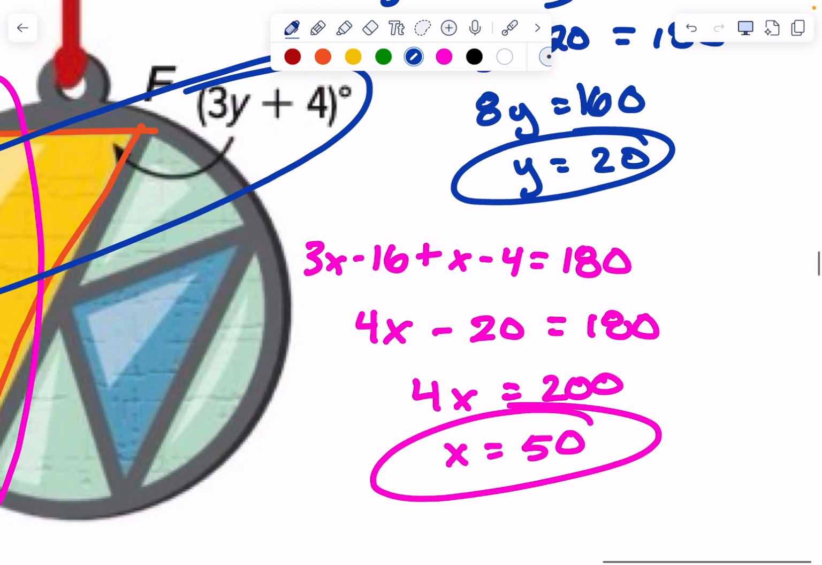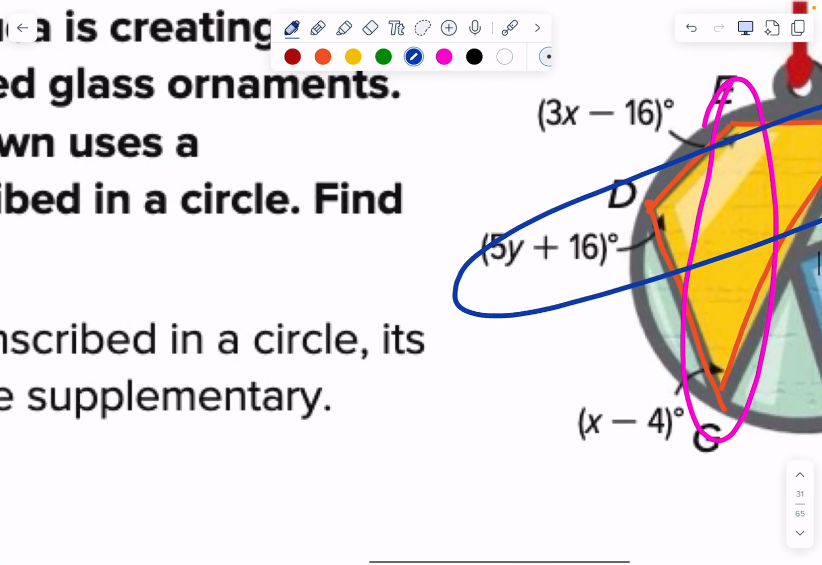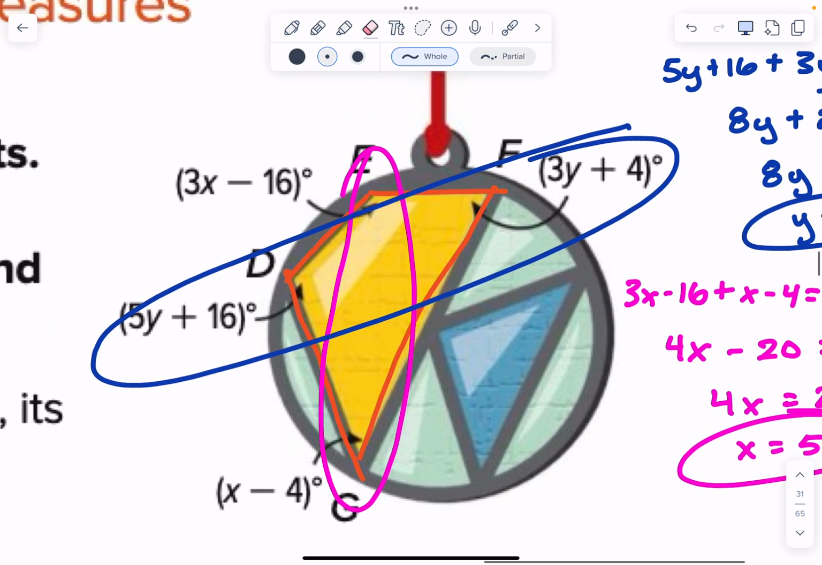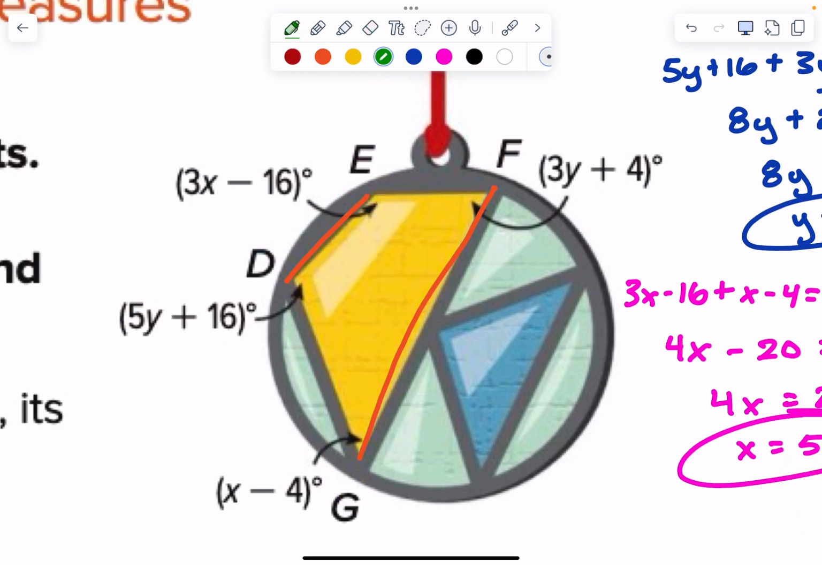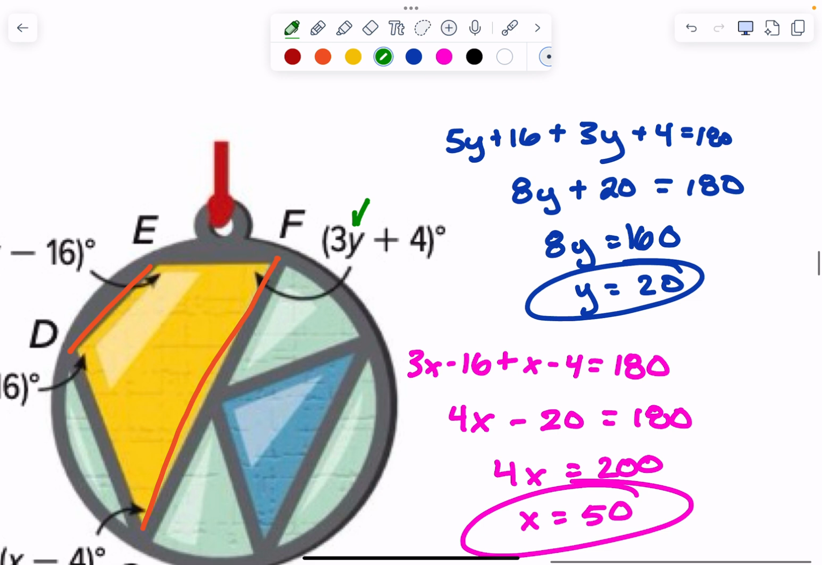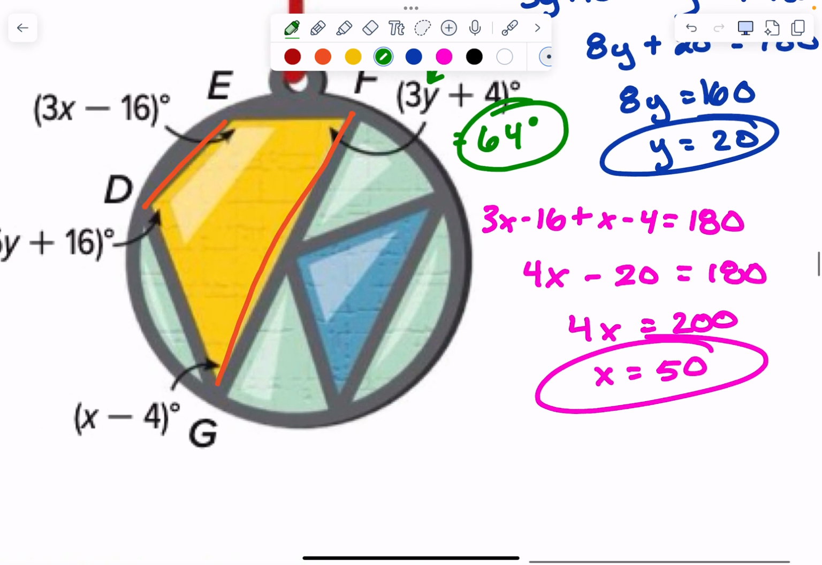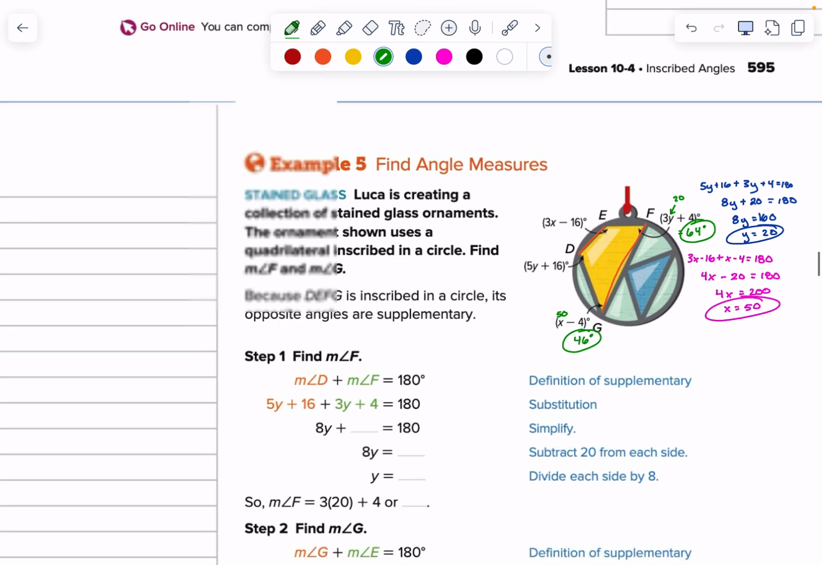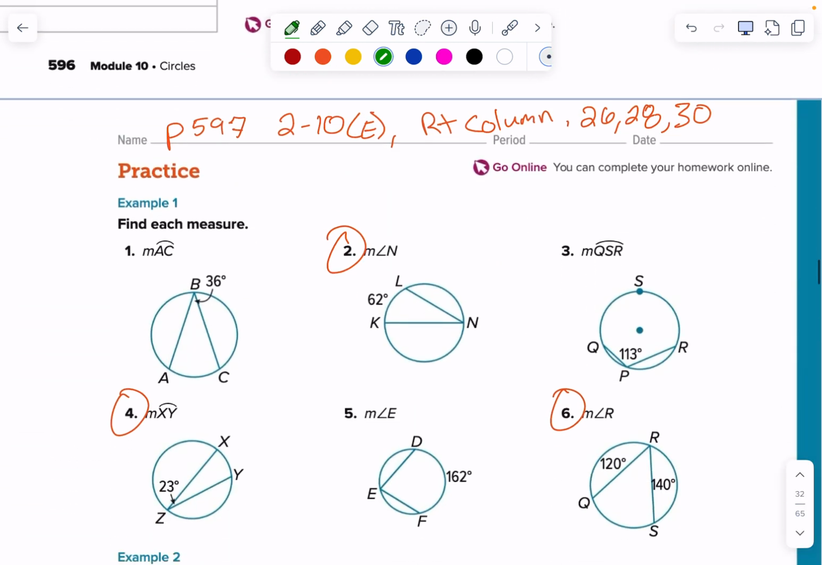So x is 50 and y is 20, and they want us to solve for f and g. F is this guy, and I'm going to plug 20 in here. 3 times 20 is 60 plus 4. 64 is f, and g is 50 minus 4, so 46 degrees. The ones across from each other are supplementary. Got it? That's it.